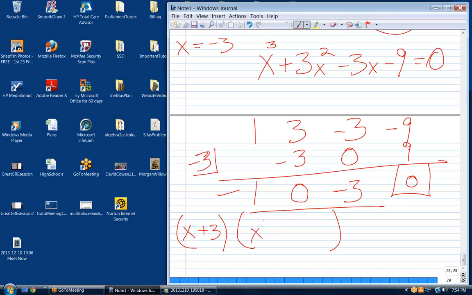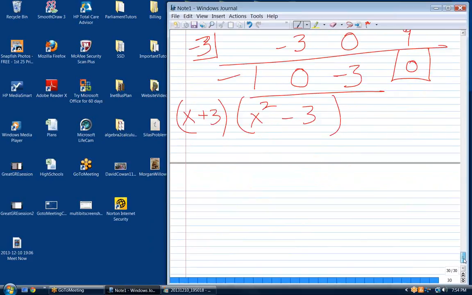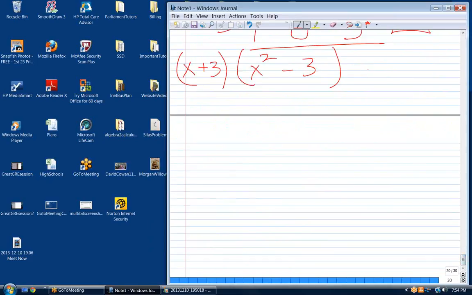So what is this? X squared, 0x minus 3. The 0 is the x term. See how I got that from the 1, 0, minus 3? Yeah. Okay. Now that's not fully factored. In other words, we haven't solved it yet. If all that's equal to 0, what's the next step?